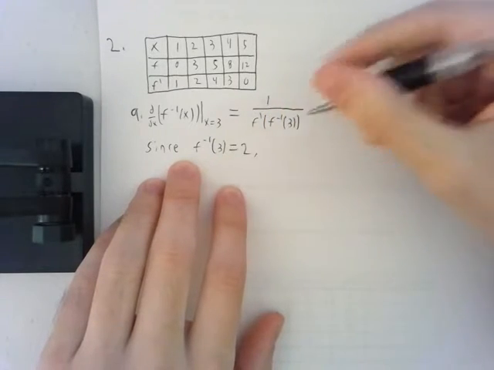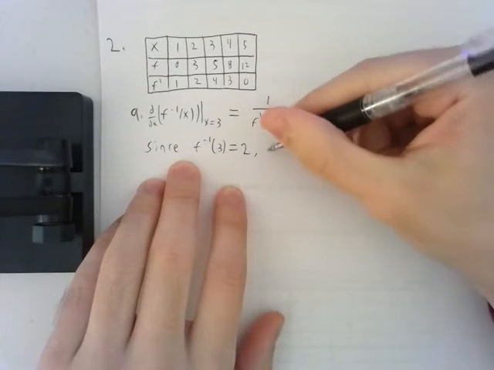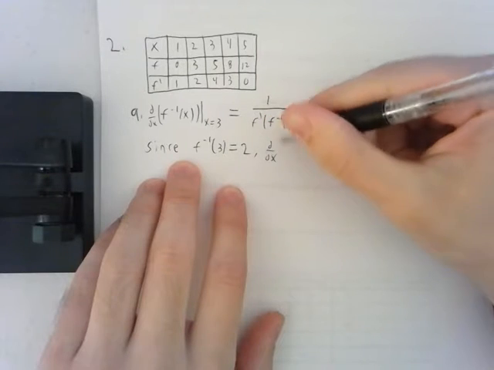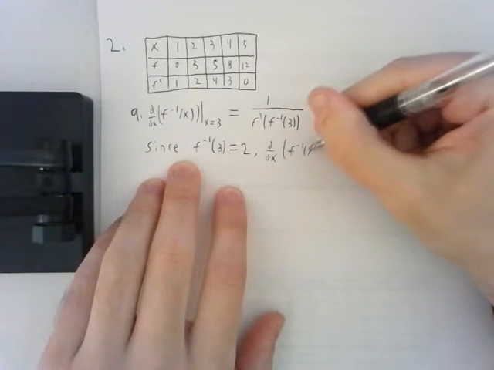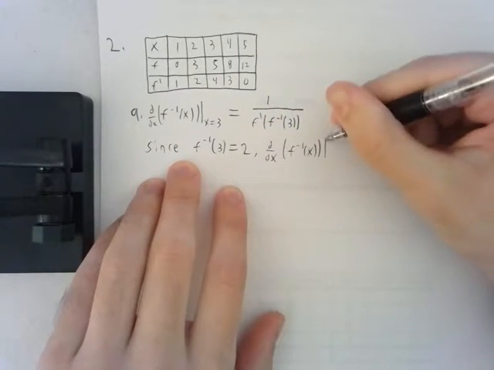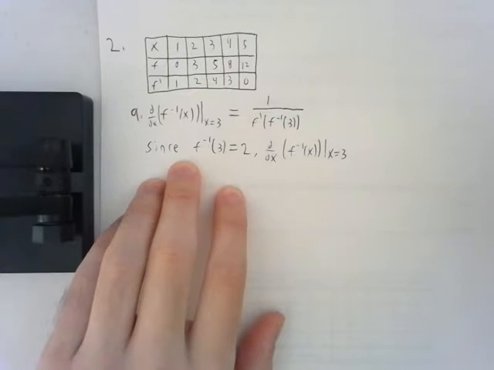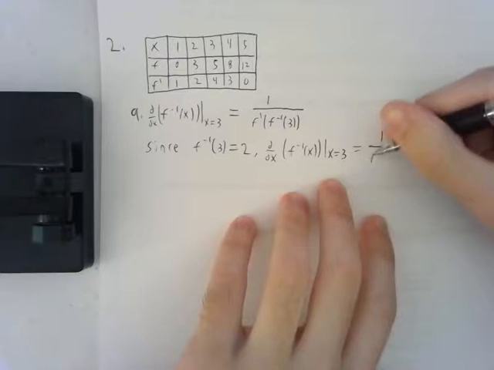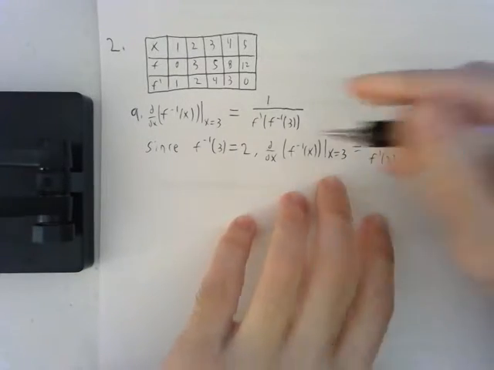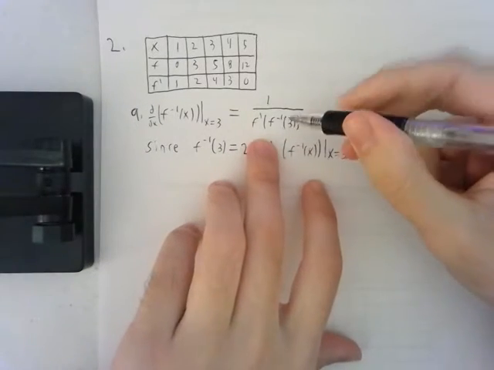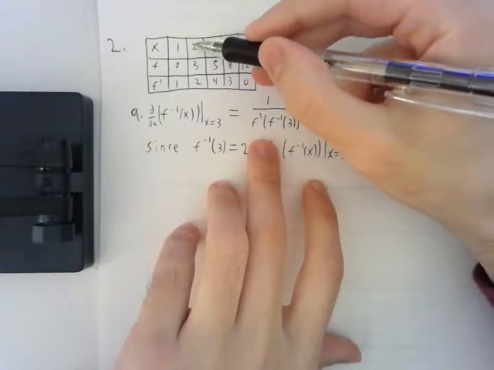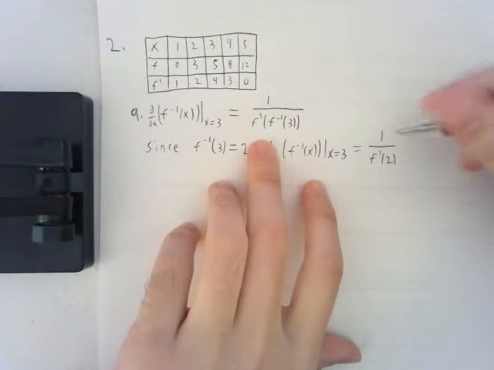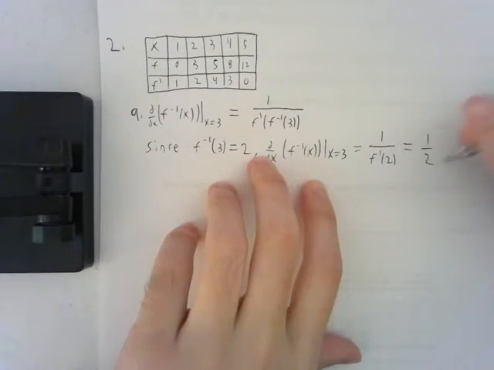So therefore, this value that we're trying to find is going to be equal to 1 over f prime of 2. So that's from evaluating this inner part here. And then if we look at f prime when x is equal to 2, that's also equal to 2, so the derivative is 1/2.